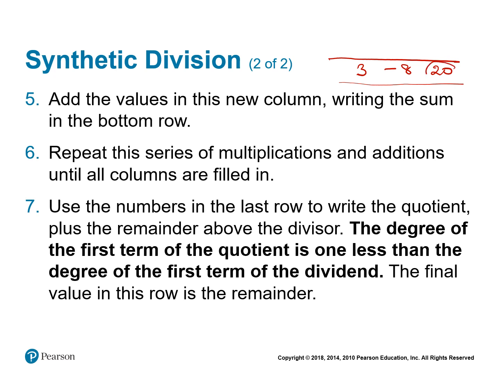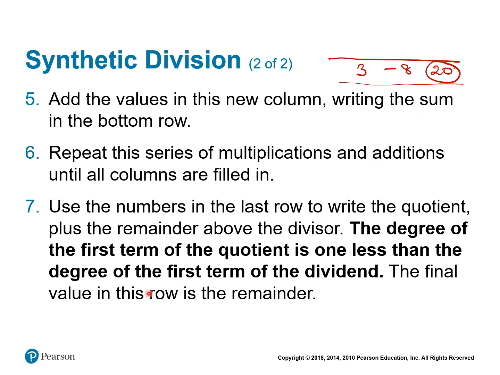All right, so this is going to be our remainder. The degree of the first term of the quotient is 1 less than the degree of the first term of the dividend. So we had x squared as the leading exponent, right? So the first term in the quotient is going to be 1 less than x squared, so it's going to be 3x, and then minus 8, and then plus 20 over whatever it was, x plus 5.